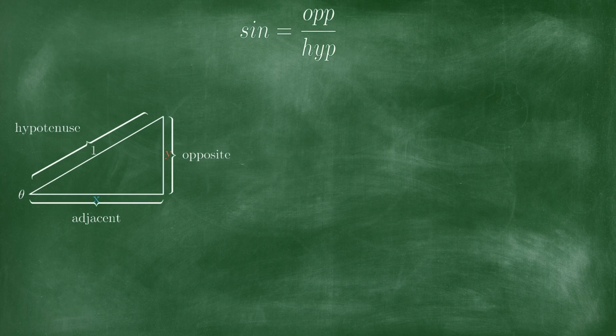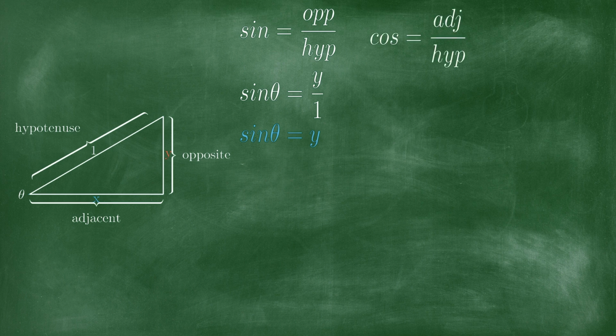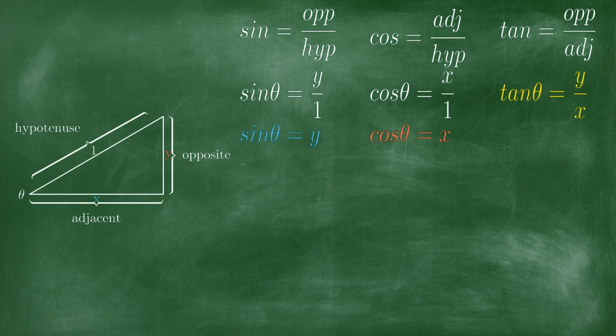Since sine is equal to opposite over hypotenuse, we have sine theta equals y over 1, or sine theta is just equal to y. For cosine equals adjacent over hypotenuse, so we have cos theta equals x over 1. So our cos theta is just equal to x. For tangent, since we have opposite over adjacent, tangent theta is just equal to y over x.